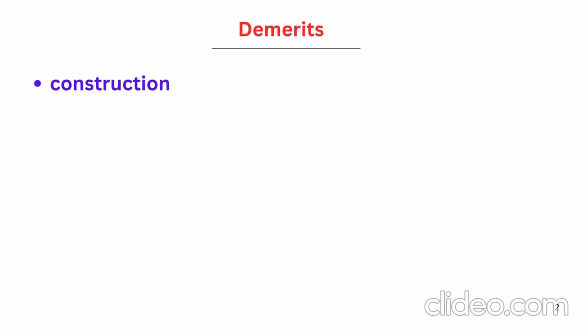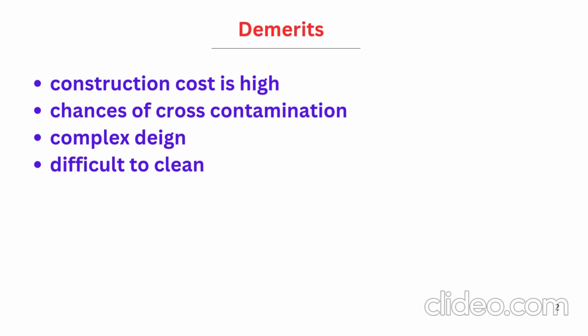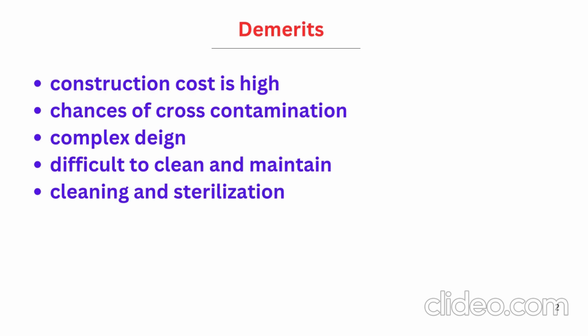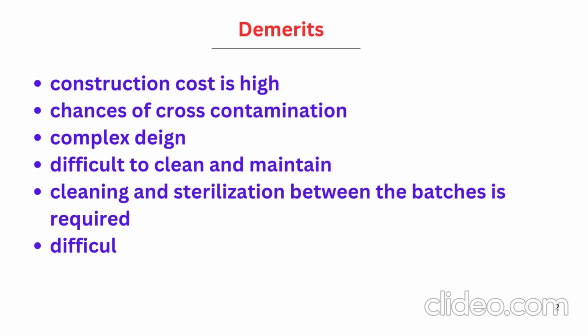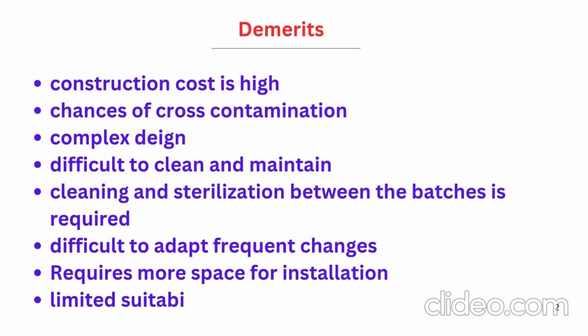Demerits of multiple effect evaporator: the first one is that construction cost is very high, then chances of cross contamination are there, then the design is very complex, then it is difficult to clean and maintain the equipment because of its complex design. Cleaning and sterilization between the batches is required. Difficult to adapt to frequent changes when required, requires more space for installation, and limited suitability for highly viscous materials.